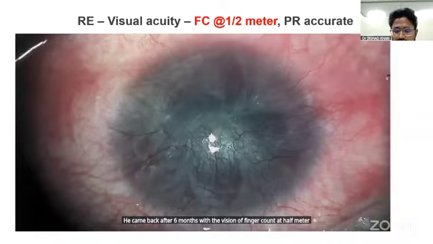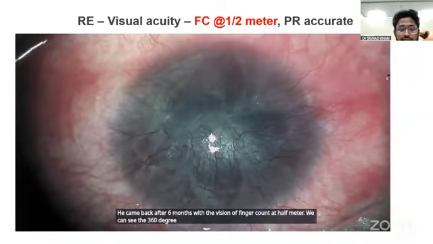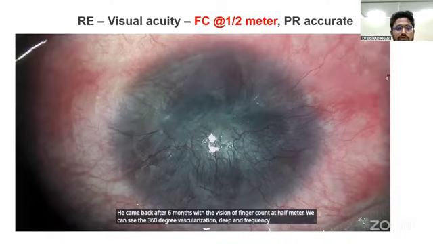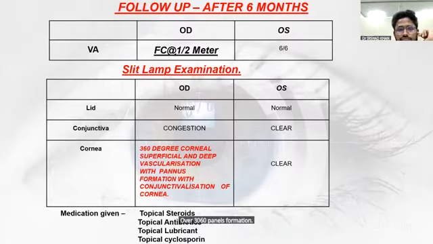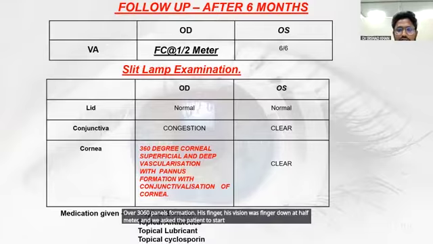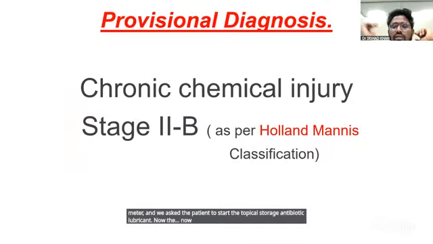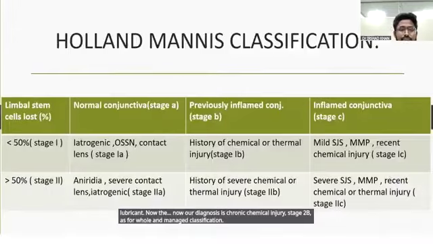We can see the 360-degree vascularization, deep and superficial vascularization, with conjunctivalization of the cornea and 360-degree pannus formation. His vision was finger count at half meter. And we asked the patient to start the topical steroids, antibiotic, lubricant. Now our diagnosis is chronic chemical injury, stage 2B as per Holland-Mannis classification.